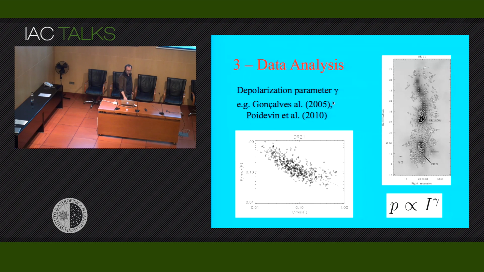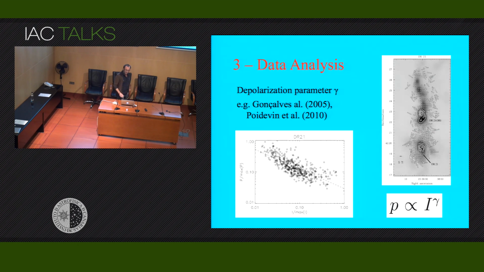We've got what we call the depolarization parameter. You can see in this map, on the background, it's the intensity, so it's the column density. We know that we have denser regions along the line of sight, along the spine of the filament. And in general, in these very, very dense regions, we've got cores which are forming.